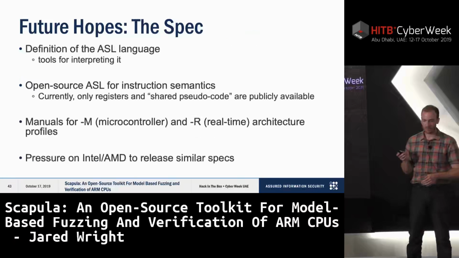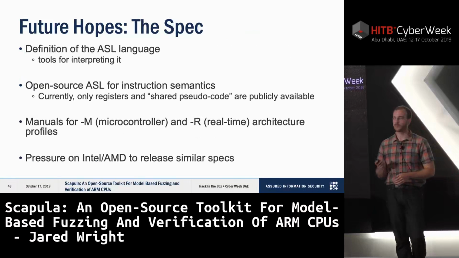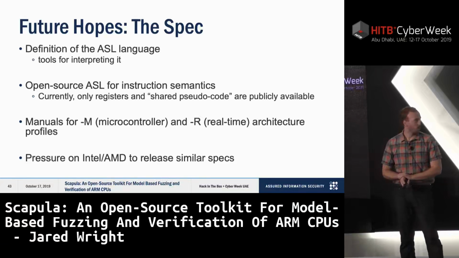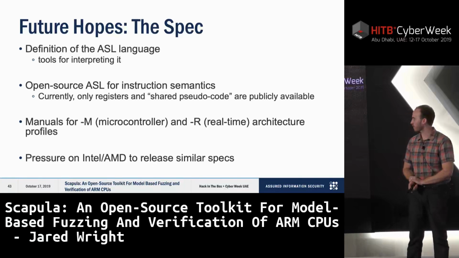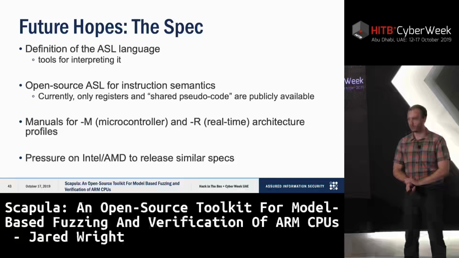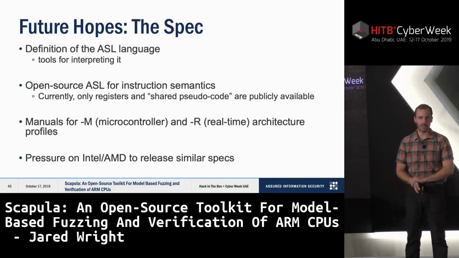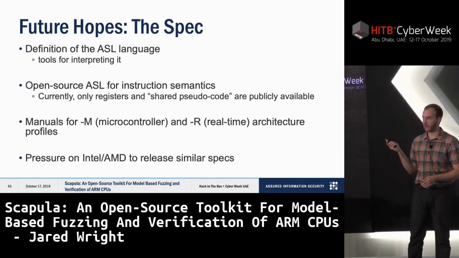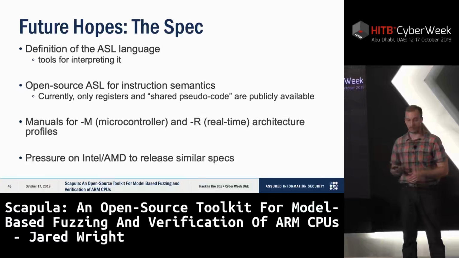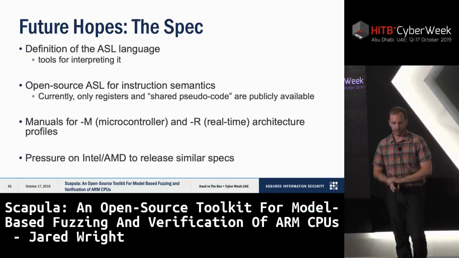And yeah, I also have some future hopes for the specification from ARM, the spec itself. As I mentioned, there's this whole language that they have called ASL, the architecture specification language. Right now, there really aren't any tools for interpreting that language or discerning what it means. You can glance at it as a human and tell it's sort of a C-like language and sort of tell what's going on, but there isn't really a formal definition yet of that language. So it'd be really great if ARM had some kind of more tools for reading what this language is supposed to be telling us precisely.